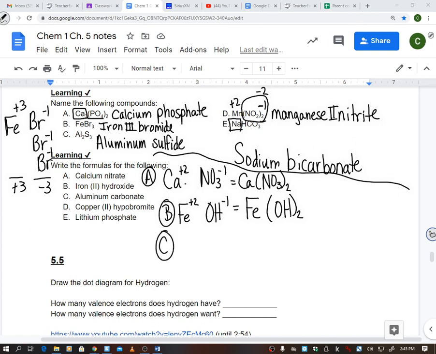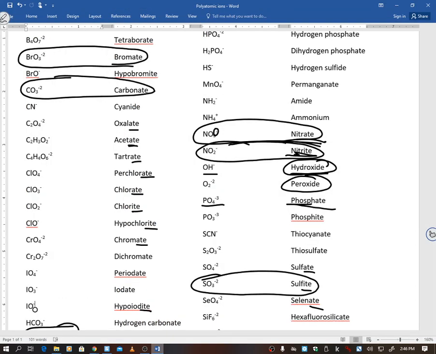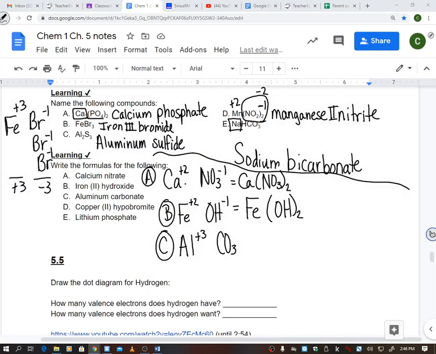C, aluminum carbonate. So I know aluminum, and I can look at my periodic table and know that's a +3. Carbonate, if you look at your cheat sheet down here, is a CO3 -2. Okay, -2, so I'm going to crisscross these. This 2 will go to the aluminum, so Al2, this 3 will go to that carbonate, but I have to put it in parentheses.